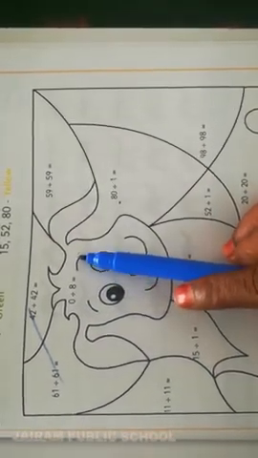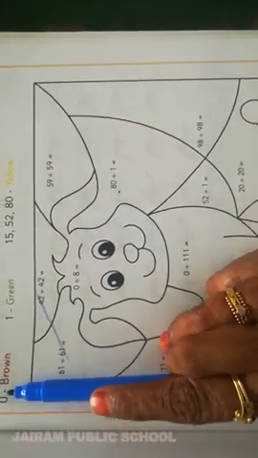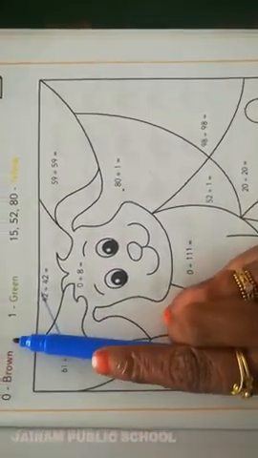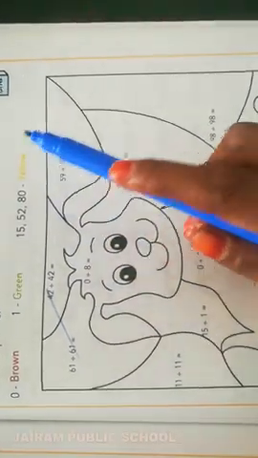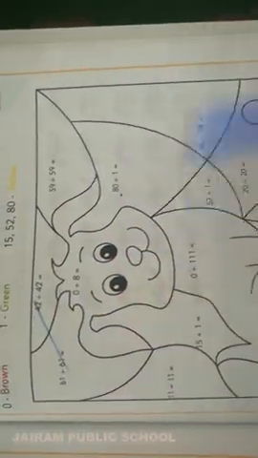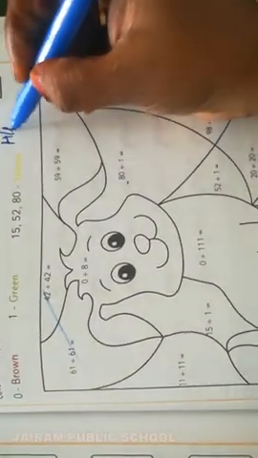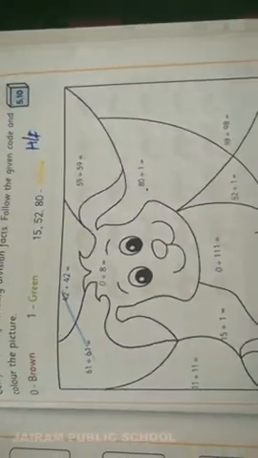write the quotient, then you have to color the code. 0 as brown color, 1 as green color, 15, 52, 80 as yellow color. Like that you have to complete it. This will be your homework. Those who are not having the book, take a screenshot, children.